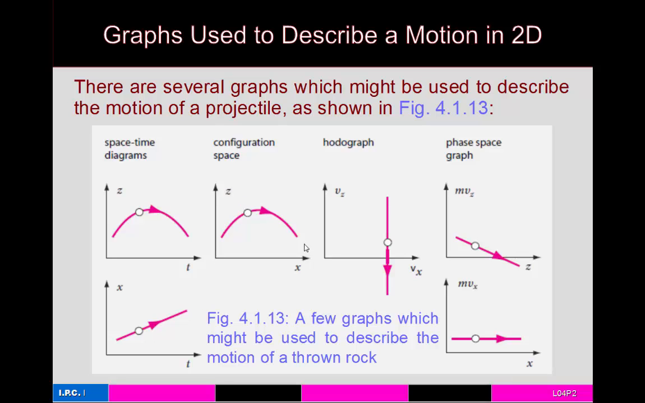You could also look at things like the momentum versus the relevant axis. This is sometimes called phase space graphs. Those we won't really deal with in this class. Neither are we too terribly interested in hodographs, although you could in principle use that a little in this course, showing how the two velocities are sort of changing with respect to each other. So you see that it's a constant velocity in the x direction, but a changing velocity in the z direction.